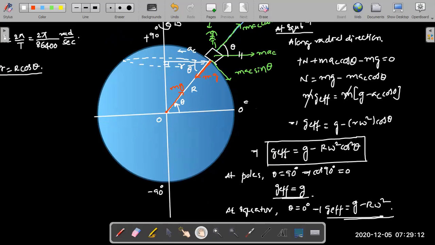This term R omega square is very negligible. Understood? That will be somewhere around 0.033, something like that. If you want, you can calculate the omega and substitute the radius of the Earth. We know that the radius of Earth is on average about 6400 kilometers. Understand the thoughts?